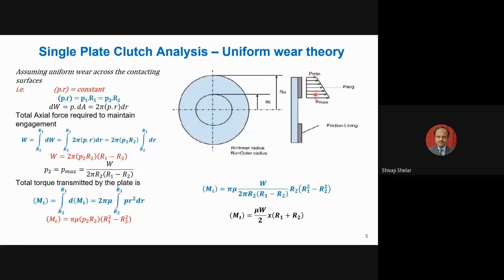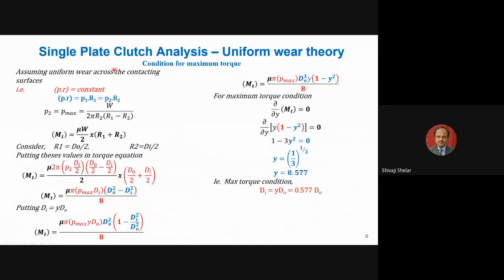So as this pressure varies, you need to check the torque carrying capacity based on the varying pressure. So let's go to the uniform wear theory. Let's check what is the maximum torque carrying capacity of a particular single plate clutch based on its inside and outside diameter ratio. So my next slide is to check the torque characteristic. So we have here single plate clutch analysis.